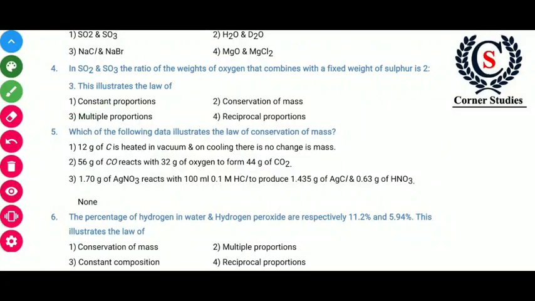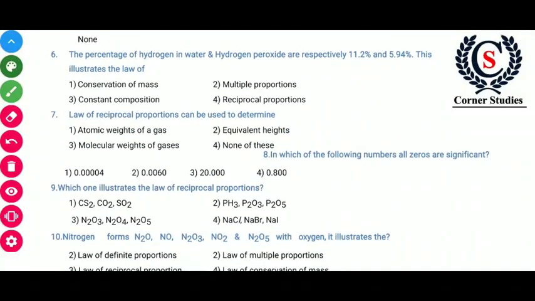Next question. The percentage of hydrogen in water and hydrogen peroxide are respectively 11.2% and 5.94%. This illustrates the law of conservation of mass, multiple proportions, constant composition, or reciprocal proportions. Answer is multiple proportions. Next, the law of reciprocal proportions can be used to determine the atomic weight of a gas, equivalent weights, molecular weight of gases, or none of these. Equivalent weights. Next question, 8th one.